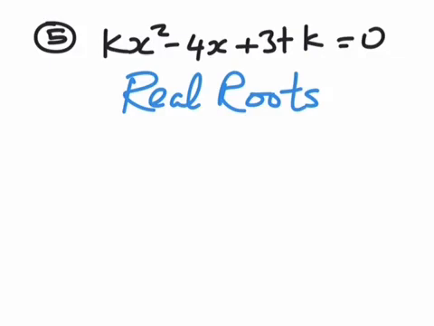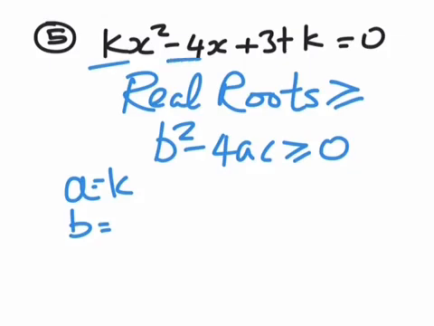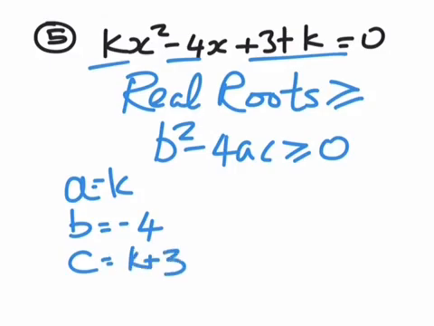The second one, question 5, we're looking for real roots. Real roots happen when b squared minus 4ac is bigger than or equal to 0. So what's a? A is the number before x squared. What's b? The number before x. And what's c? Everything else that's left, which I'm going to write as k add 3.